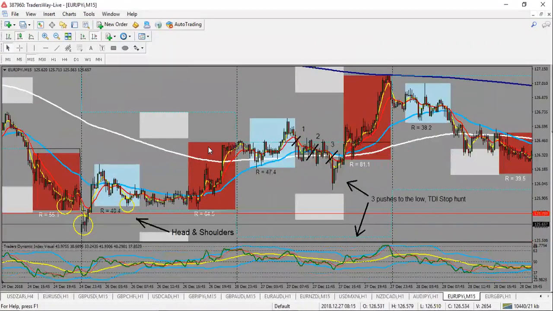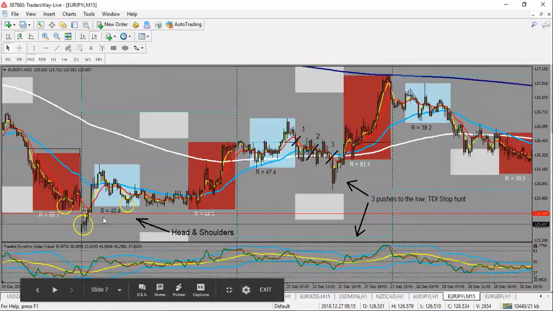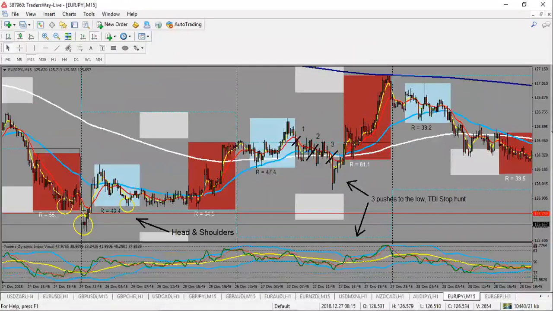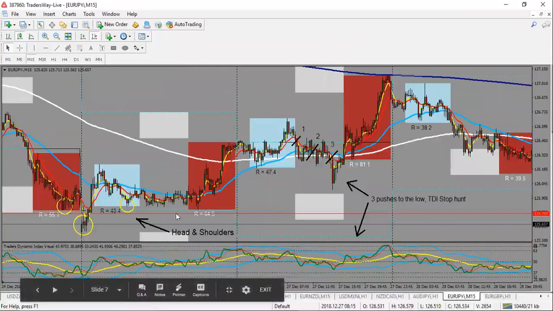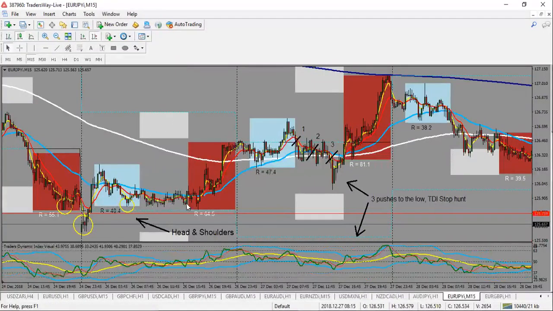So EJ right here, take a look at this. Number one, I want to show you how to start seeing the bigger picture. On the 1 hour time frame, this clearly shows a peak formation, the way that I teach it, looking at all those different aspects. On the 15-minute time frame, we also had a head and shoulders pattern. Head and shoulders identifies peak formation.